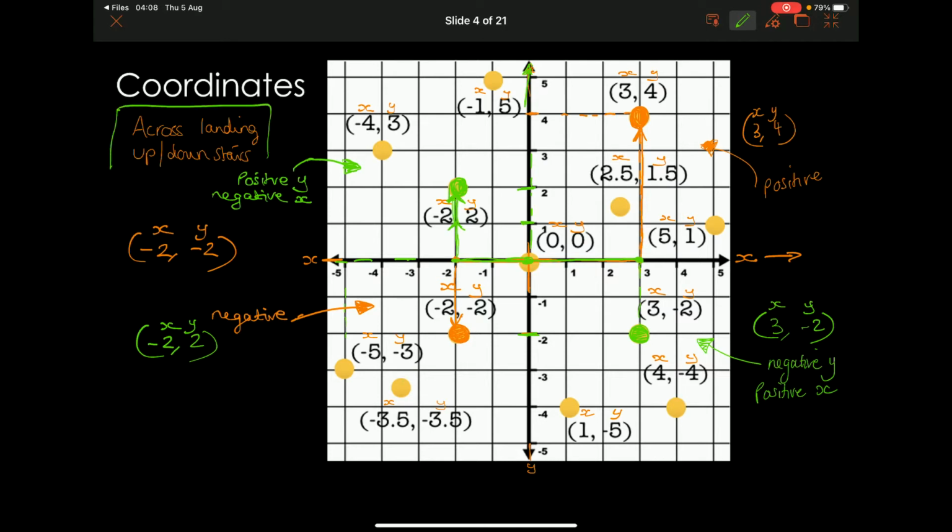We go across the landing and write down the x coordinate, and then we go up or down the stairs to write down the y coordinate. It's very important that you remember that this is always x, this is always y. Try not to write them the wrong way round. People lose valuable marks by just writing things the wrong way round.